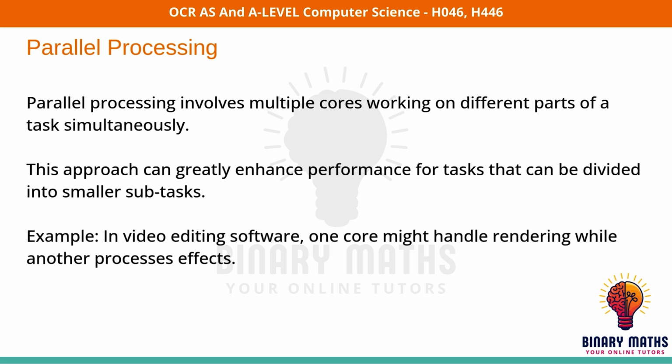Parallel processing involves multiple cores working on different parts of a task simultaneously. This approach can greatly enhance performance for tasks that can be divided into smaller subtasks. For instance, in video editing software, one core might handle rendering while another processes effects. This division of labor allows the CPU to complete tasks more quickly and efficiently, making it ideal for complex, resource-intensive applications. Parallel processing can also improve the performance of scientific simulations, data analysis, and other computationally intensive tasks.